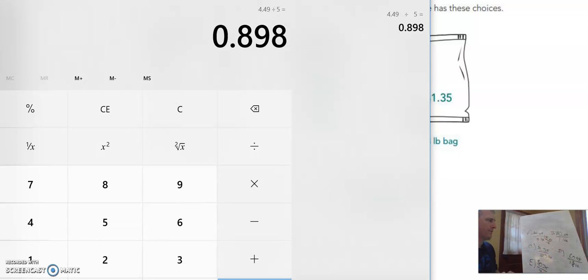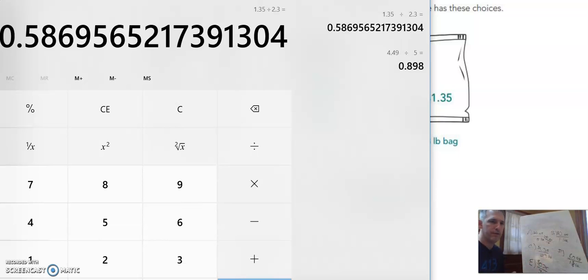Okay? We already know B. Let's find C. Now, the cool thing about this is if I divide by 2.3, that's all I need to do. So it's going to be 1.35 divided by 2.3. And that would equal, whoa, a little bit cheaper. Okay? It's going to be about 59 cents per pound. Okay? So buying more doesn't always save you money. Keep that in mind. All right?